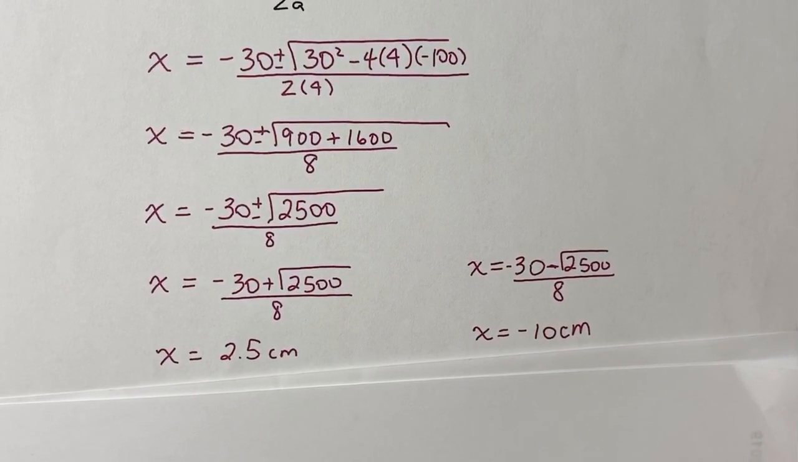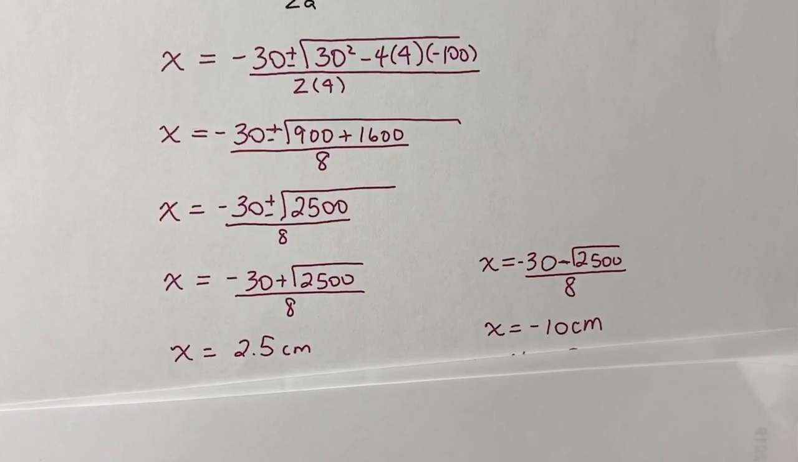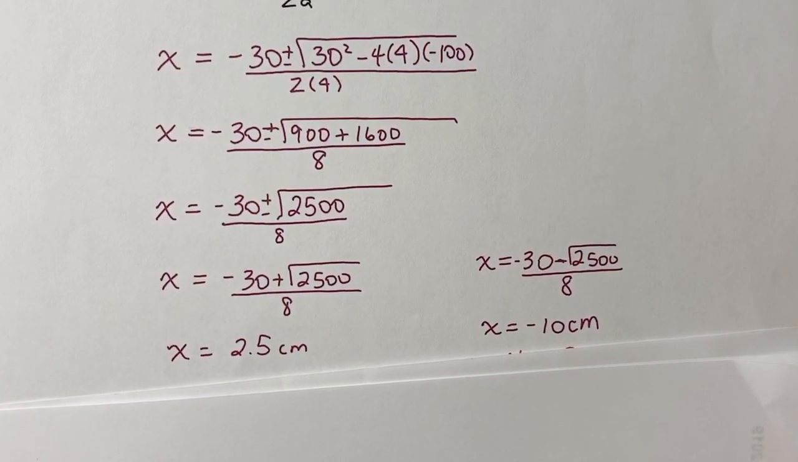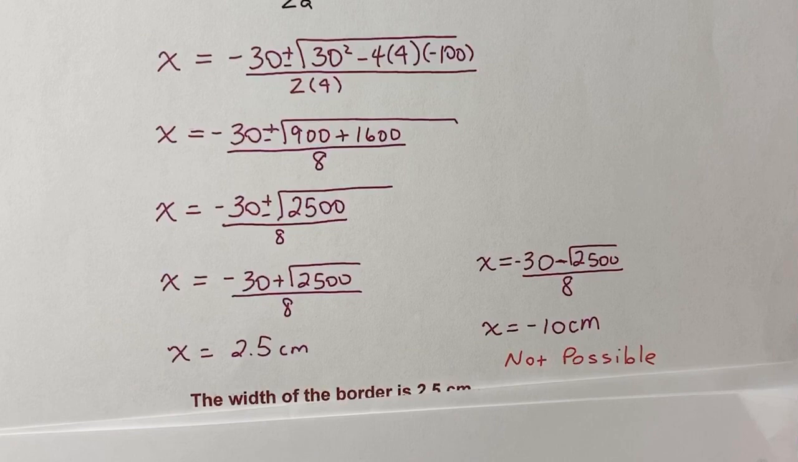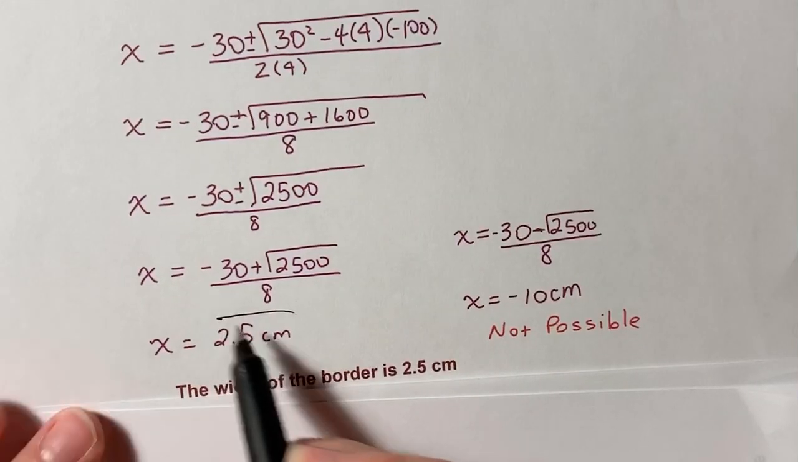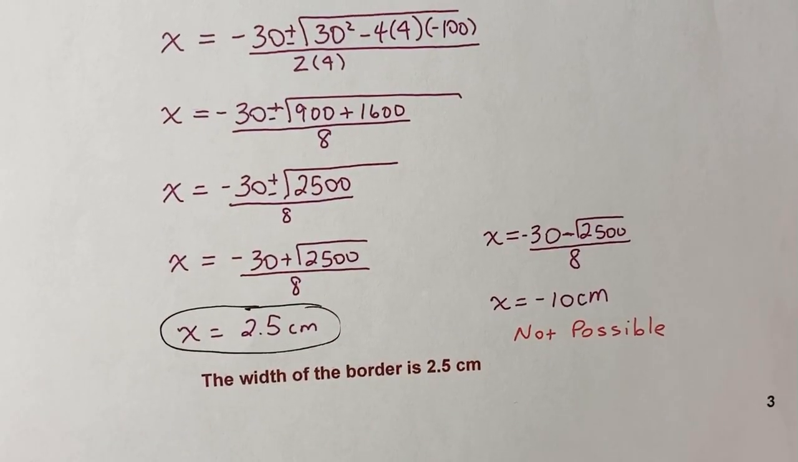Now these are my two answers. Remember, you got to pay attention to what it is that you're looking for. You're looking for a width. It does not make sense to have a negative width of a border. So this is not possible. So this is my answer right here. I write my concluding statement with my units. That's it.